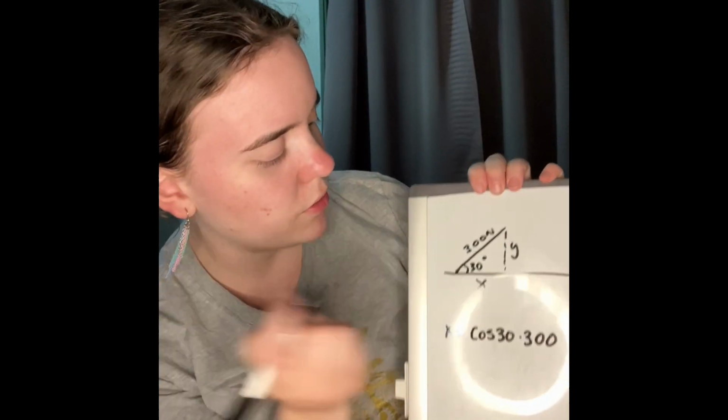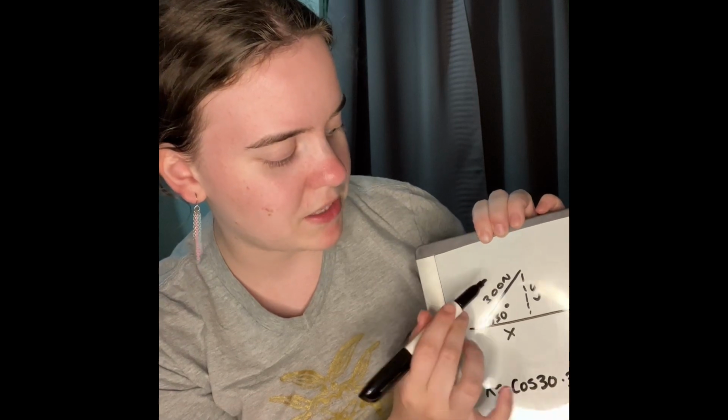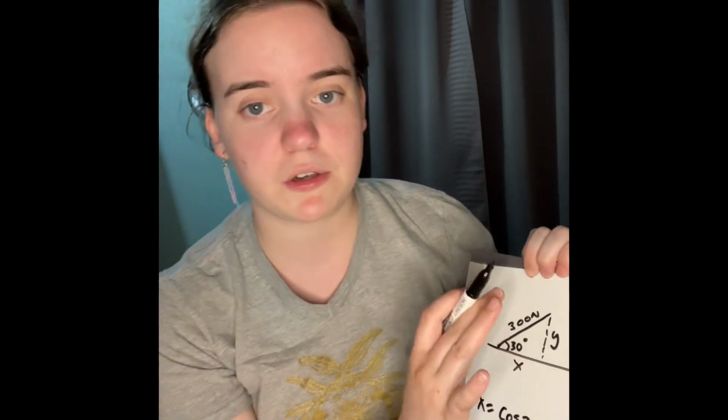So for the X, we use cos 30 times 300 because it's cos, so that's the adjacent, times the hypotenuse, which is the 300, so it works out. And that is going to equal 259.8 newtons. And then for the Y, we use sine 30 times 300 because it's the opposite value.